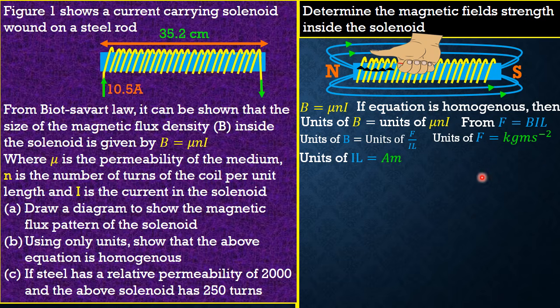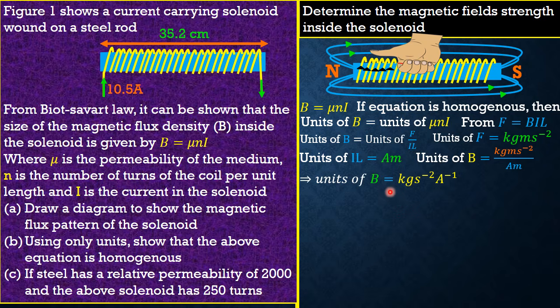The units of F are kilograms meters per second squared, from F equal to m a. Then the unit of I is simply amperes. L is length, which is simply in meters. So that's why we have A m. Now that we have this, we can say that the unit of B is equal to kilograms meters per second squared over A m.